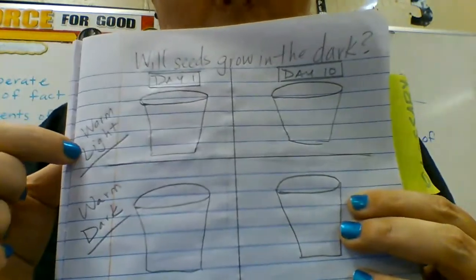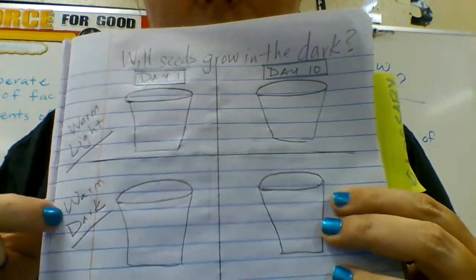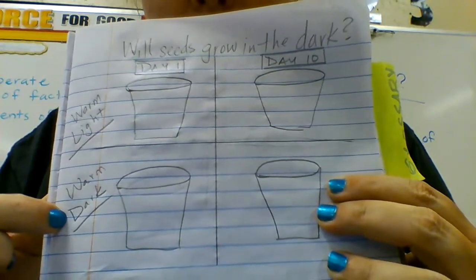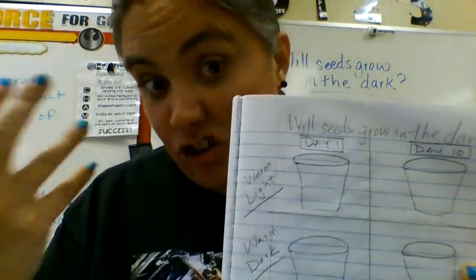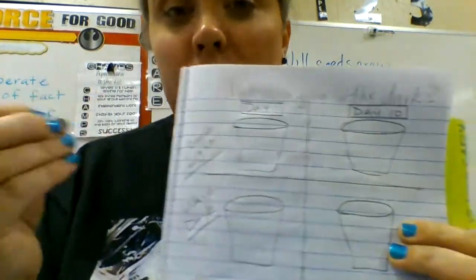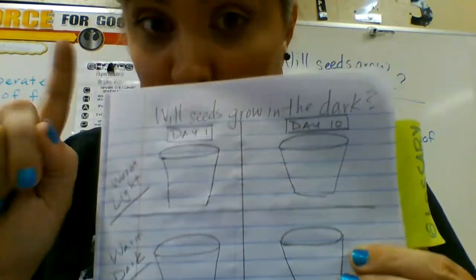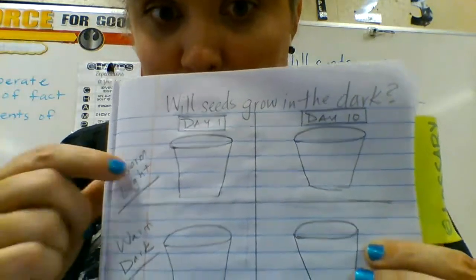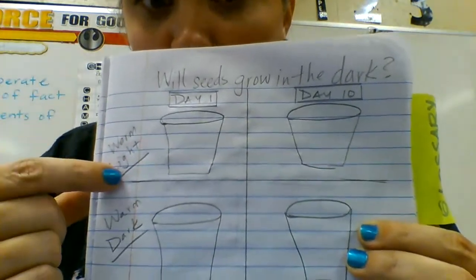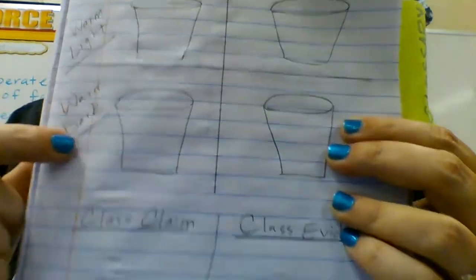Now over here near the spine, I've written warm light and warm dark. Our variable, what a scientist changes in an experiment, our variable this time is either light or dark. It's not going to be temperature. So we only test one variable at a time. So the only thing we're changing, our variable, is either light or dark, right?